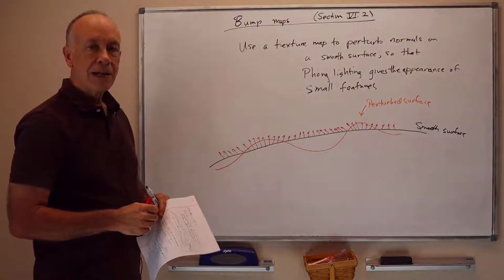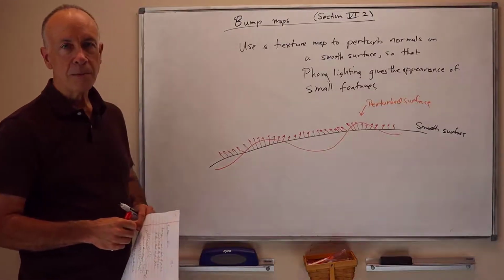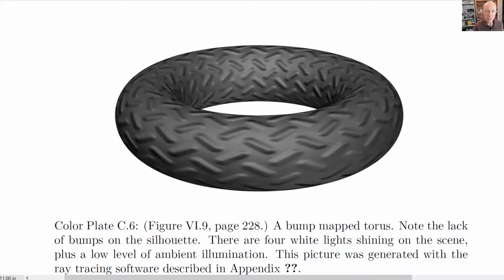So I'll get into the mathematics of this in a moment, but first let's take a look at an example on the computer. Here we see a metallic torus with rounded cylinder-shaped bumps textured on using bump mapping. These bumps here are not modeled as part of the geometry.